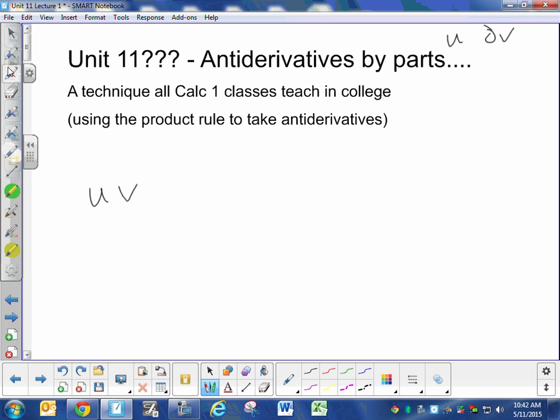It comes from the derivative of UV. I'll walk you through where we're going to get this kind of formula to help us take antiderivatives of tough-looking but specific-looking expressions. So the derivative with respect to x of uv is the derivative of u, so du dx times v, plus the derivative of v, dv dx times u.